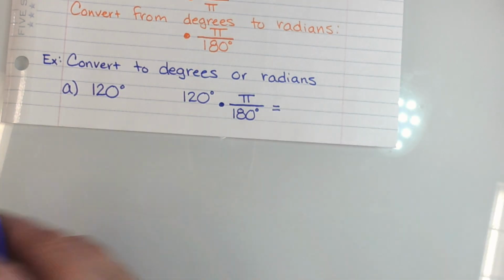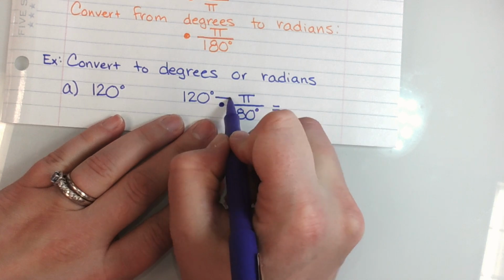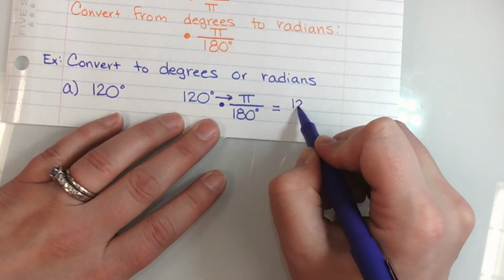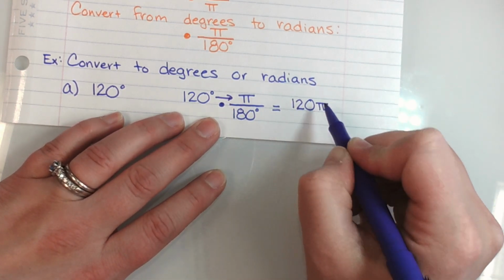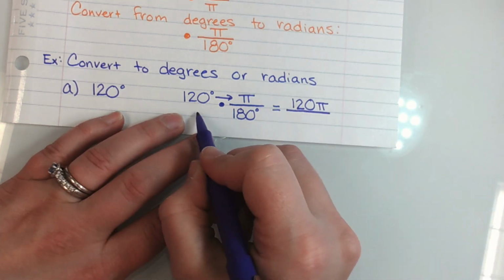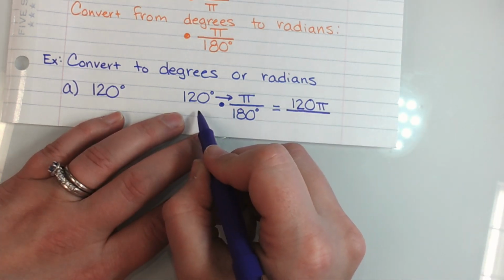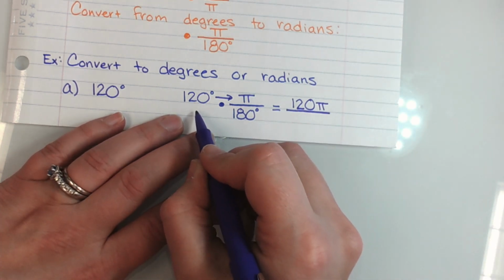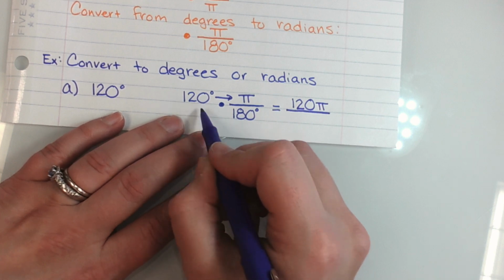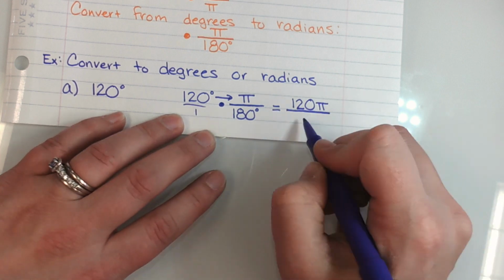Calculator is not going to be the most helpful thing for all of this. Some of it will, some of it won't. Straight across, 120 times pi is 120 pi. What's down here? Right here, though. Technically, in under 1, it's over 1. 1 times 180 is 180.